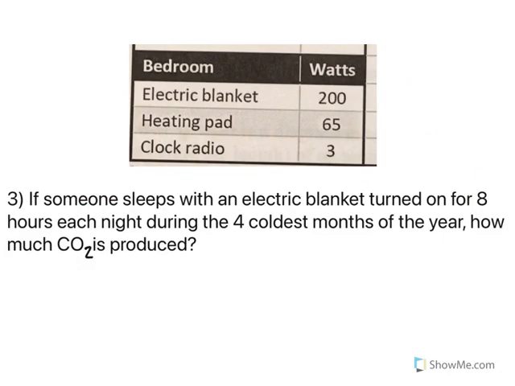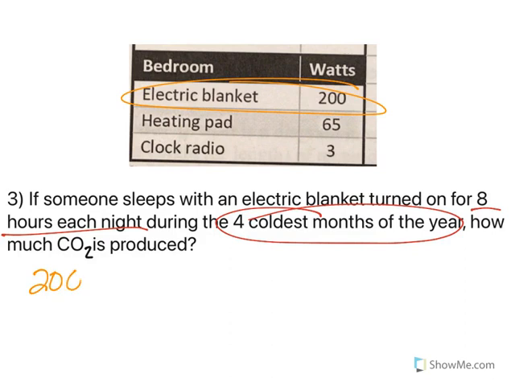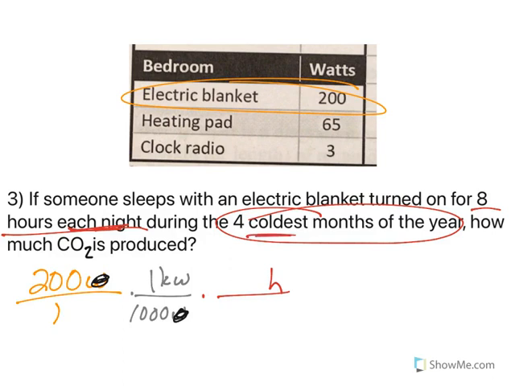If someone sleeps with an electric blanket turned on for 8 hours each night during the 4 coldest months of the year, how much CO2 is produced? Okay, electric blanket. We're talking about 200 watts. All right, I know 1,000 watts is 1 kilowatt. Remember, the first step is always watts to kilowatts. Then I say, okay, hours. Oh dear, 8 hours each night, 4 coldest months.